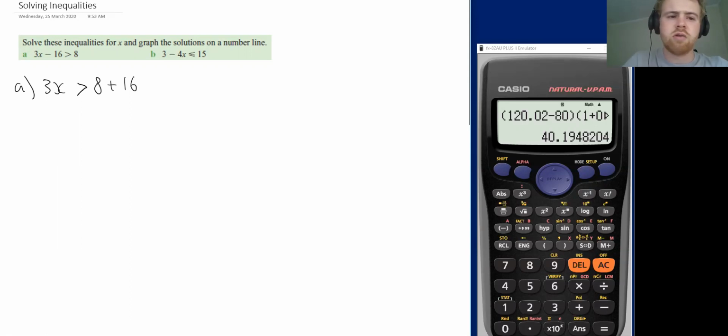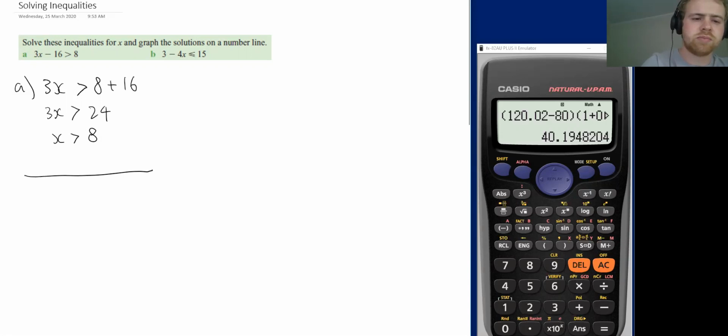Okay, so for our next step, we can say that 3x is greater than 24, and then we can divide both sides by 3. So x is greater than 8. Okay, so we have solved this inequality. Now we need to graph it on a number line. Now the way that we do this, we're going to draw a number line.